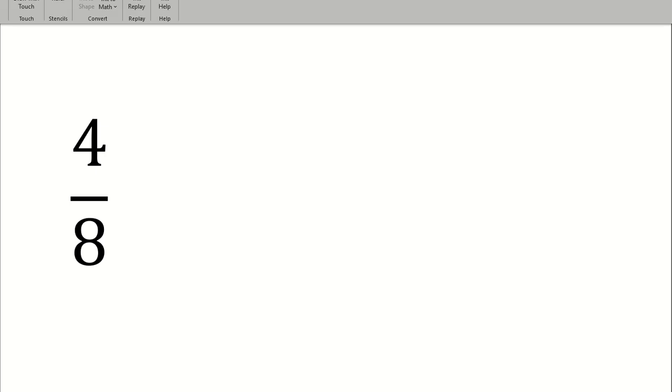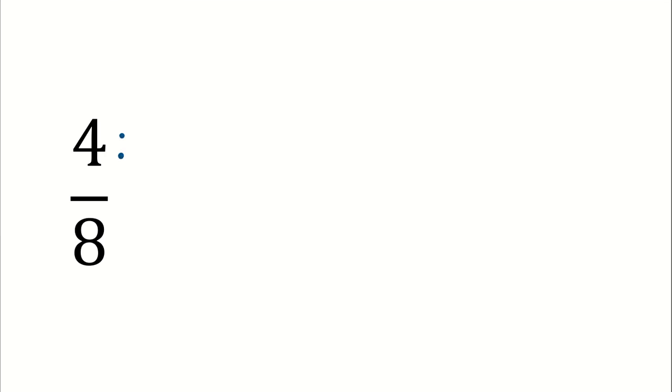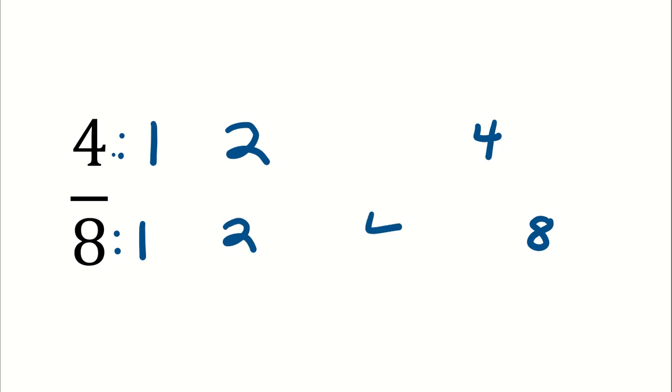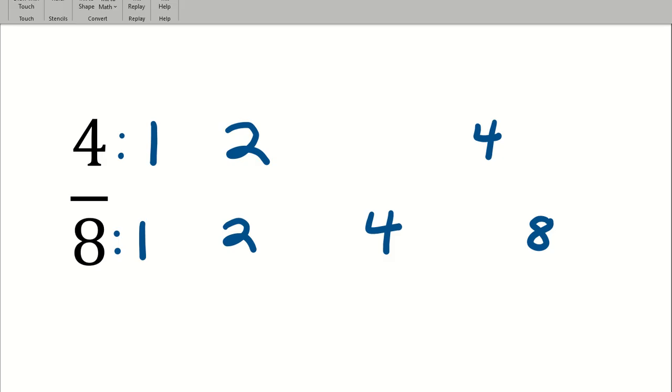We're going to be simplifying fractions, beginning with a simple fraction in 4/8. All we need to do is list the factor pairs of the top number and the bottom number. So let's do that. We know that 1 times 4 is 4, and we know that 2 times 2 is 4. 1 times 8 is 8, and we know that 2 times 4 is 8. Now, what is the biggest number that appears on both lists?